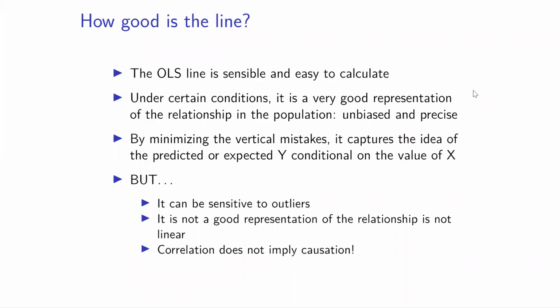In summary, the OLS line is very intuitive and easy to use. In certain cases, it represents the underlying data well, and we can use it to make inferences about the population. However, there are also pitfalls for using the OLS line to capture the underlying data. For instance, the OLS line is very sensitive to outliers. Since it's a linear line, the linear fit doesn't represent the underlying data well if the data is not linear.